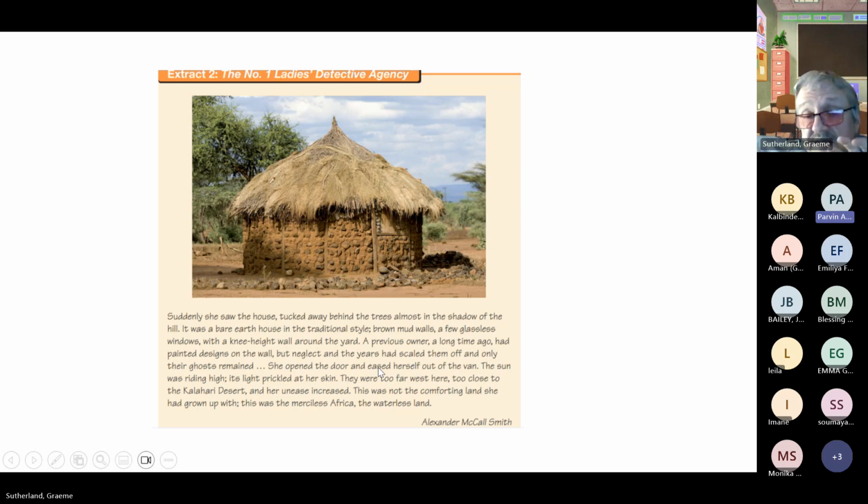So this one, still talking about place, but this time the place as seen and interpreted by a character within the story, and also using semantic field or word choice in order to bring to life a feeling in the reader that something might not be right here. Those words which are negative and a little bit dangerous: merciless, unease, prickled, neglect, and so on. They build up to give you an impression that something's not quite right.